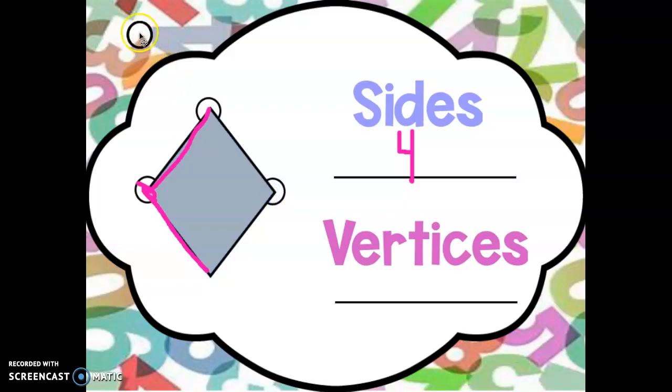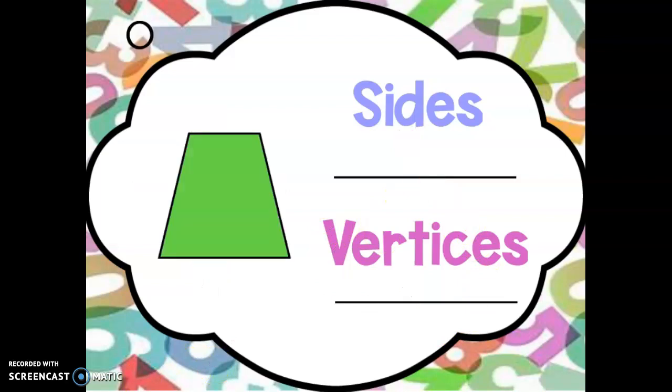3. Very good. And the last one is right here at the bottom. Very good. So this rhombus has 4 vertices. So a rhombus has 4 sides and 4 vertices. Now, let's take a look at our trapezoid.